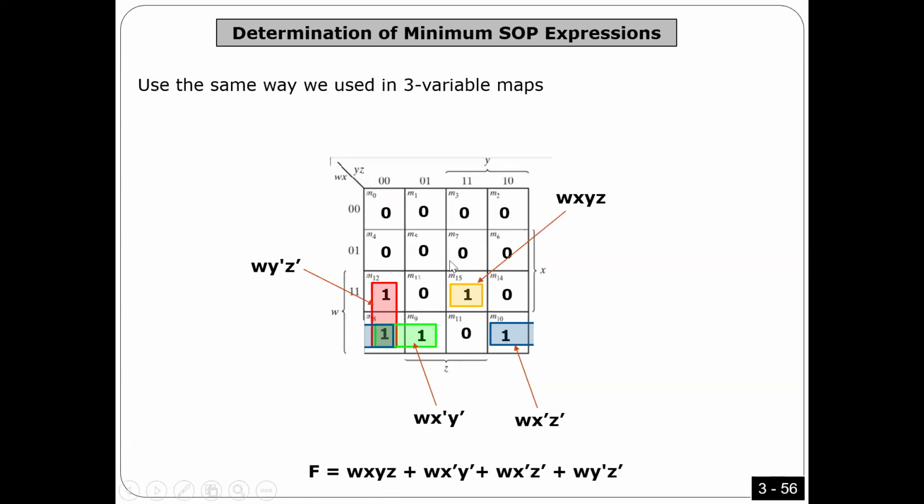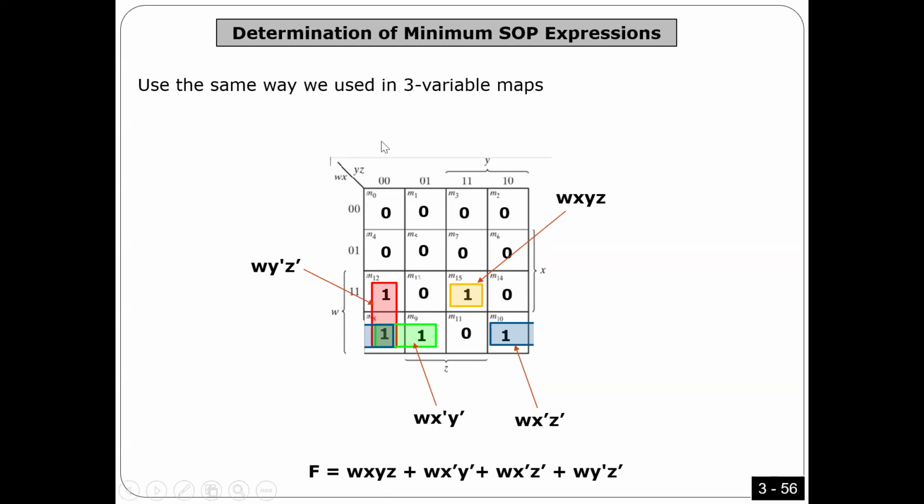You have to minimize the number of groups and maximize the size of the groups. Simply because when you make every group, it's going to make one term. So when you minimize the number of groups, I can minimize the number of terms. That's number 1. Number 2, when I maximize the size of groups, I can minimize the number of variables in each term. Okay, that's exactly it.